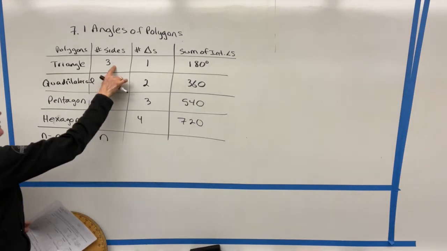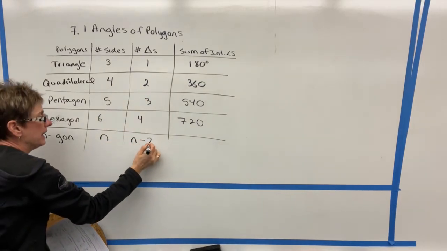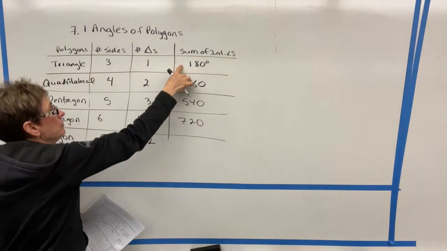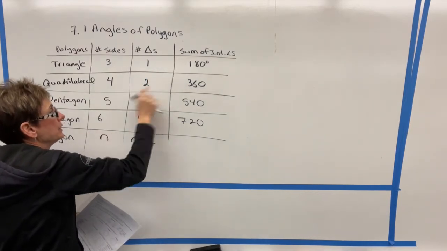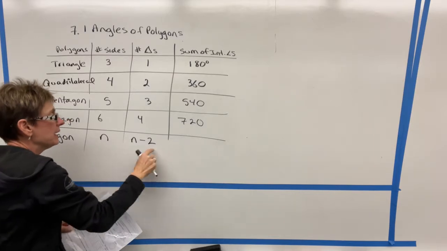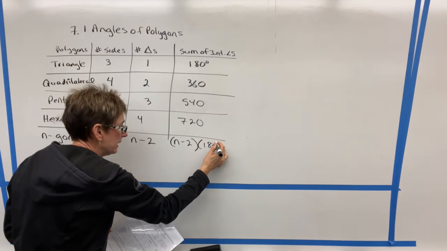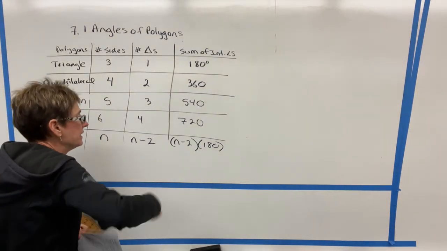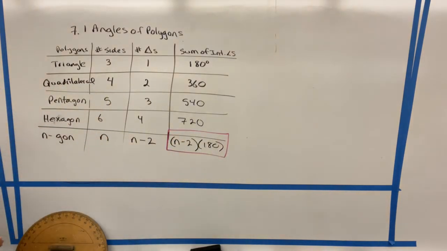If you look at the pattern here, you can see that in each case we're subtracting 2, so we would just write n minus 2. And then you can see in the last column, we're taking this number times 180. So 1 times 180 is 180, 2 times 180 is 360, and then this last column would just be n minus 2 times 180. So there is a formula that tells us the sum of the interior angles of any sided polygon. And that is the formula right there.